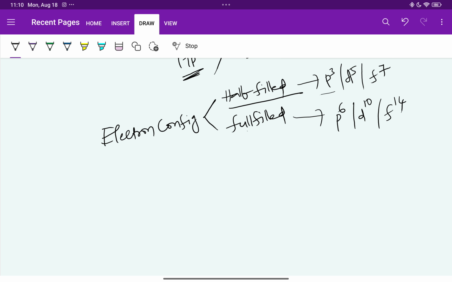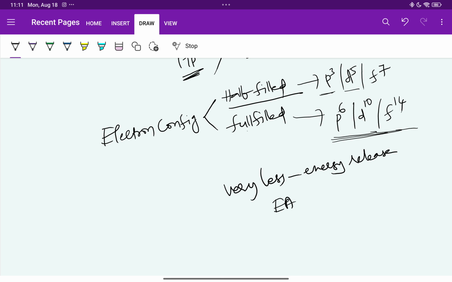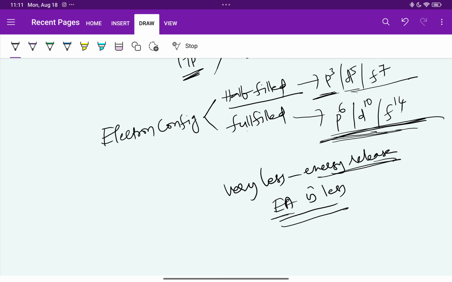So when we add an electron to atoms having a half-filled or fully filled electron configuration, very little energy releases outside. It means electron affinity is less. When you add an electron to half-filled or fully filled atoms, a very small amount of energy releases. It means that atom has very little electron affinity. For example, nitrogen: 1s2, 2s2, 2p3.